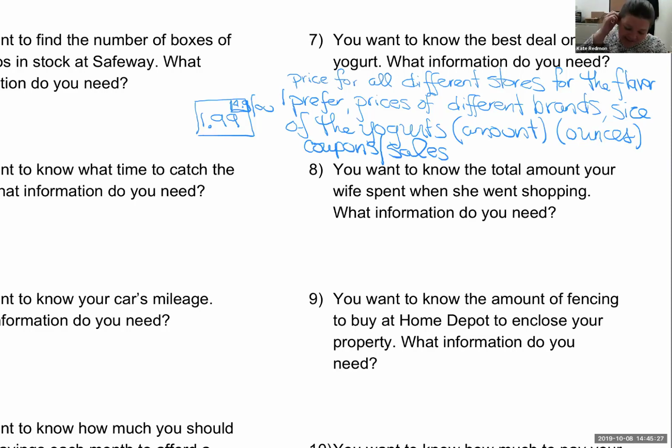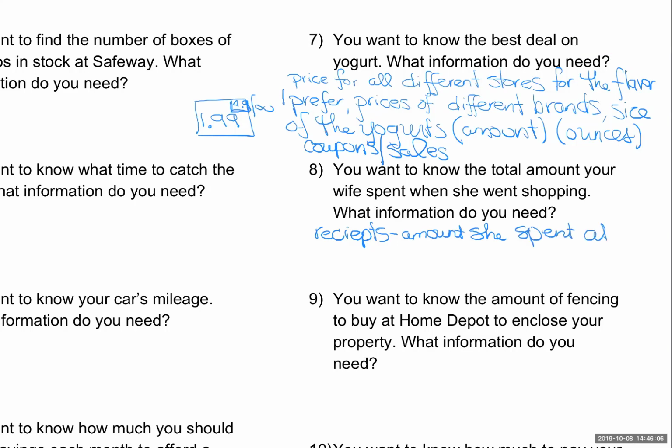So very nice. Number 8, you wanted to know the total amount your wife spent when she went out shopping. Now, Veronica said she wants me to get the receipts, but what information are you looking for on that receipt, Veronica? The amount she spent on each receipt. Oh, so like from each store. Yeah. So your wife is like me. She went to more than one store. Okay. It was like each receipt.